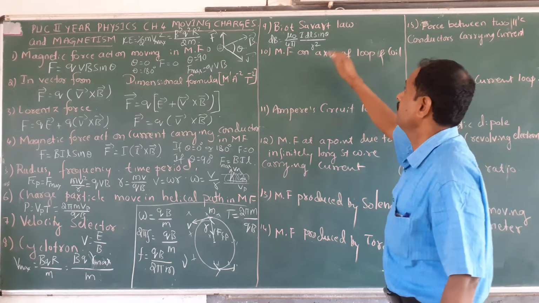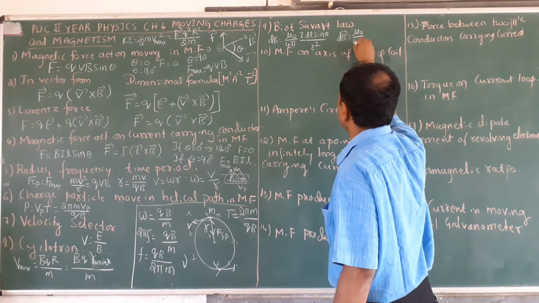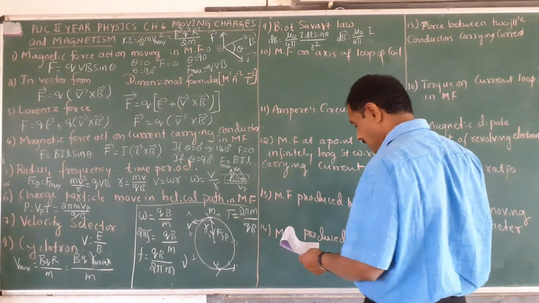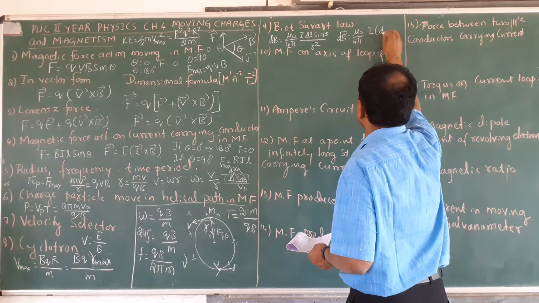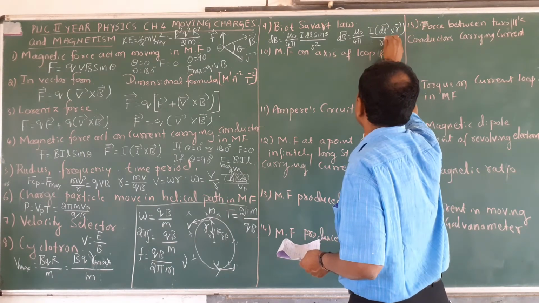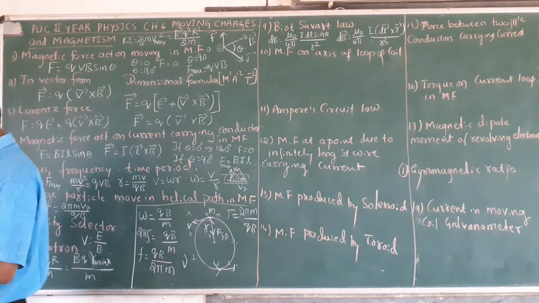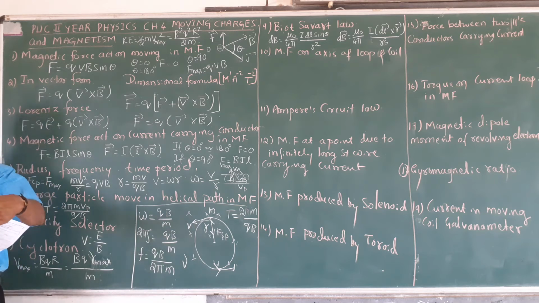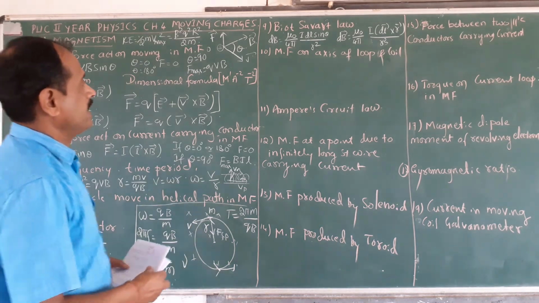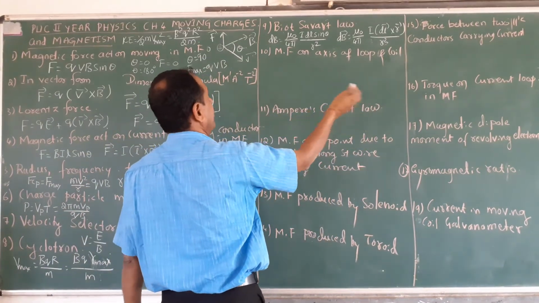Now in the vector form you have to write mu naught upon 4 pi, I, vector dl cross vector r divided by r cube. This is the vector form of the Biot-Savart law.